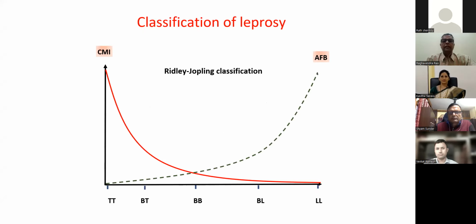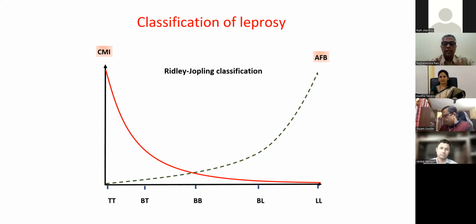So how do we classify leprosy? The most relevant or important classification system that is practiced nowadays is called the Ridley-Jopling classification. This classification is based on 3 aspects. One is based on the immunity of the patient. Second is based on the bacteriological index of the patient. And the third is based on the histopathological aspect of the affected patient.